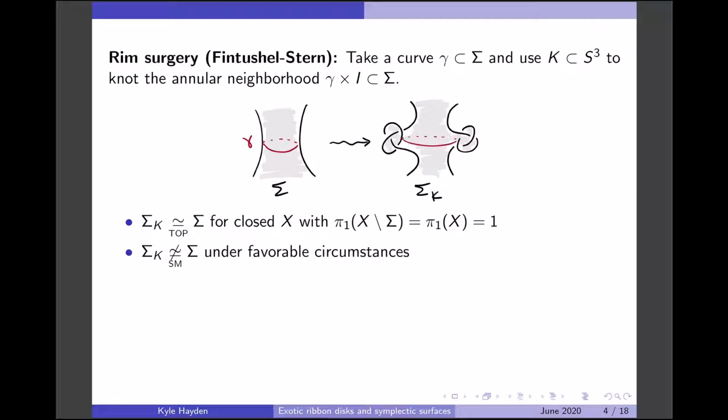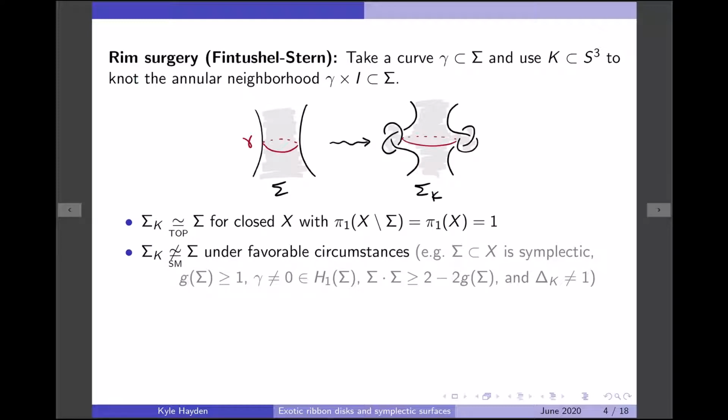But in particular, we'll ask that the surface Sigma be symplectic, we'll ask that its genus be at least one, and then we'll have some condition on the curve gamma that we're using. It's going to have to be homologically non-trivial in Sigma, and Sigma is going to have to satisfy a certain self-intersection condition. And now once you have that arrangement, all you need to do is make sure that your knot K is sufficiently complicated. In particular, you want to make sure that it has non-trivial Alexander polynomial.